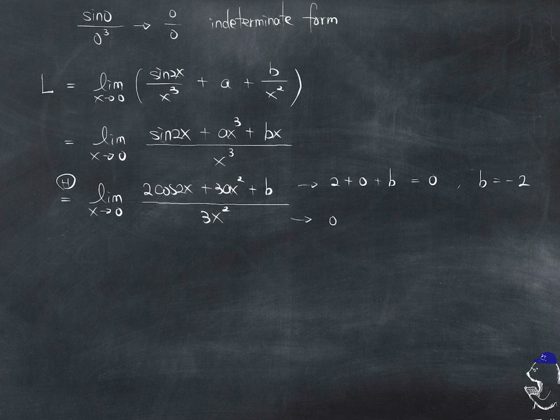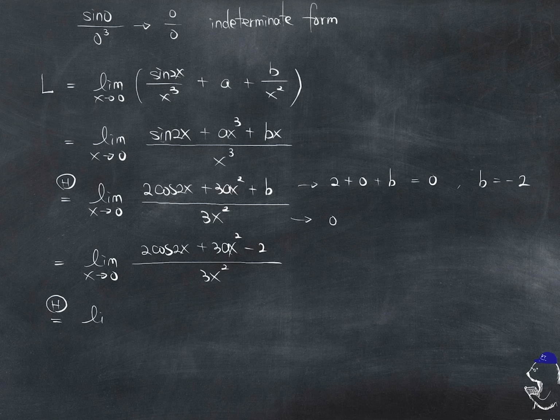So let's plug this result into our equation. The limit as x goes to 0 of 2 cosine 2x plus 3ax squared minus 2, with 3x squared as the denominator. We're still having an indeterminate form because it's still 0 over 0. So that means we need to apply L'Hopital's rule again.